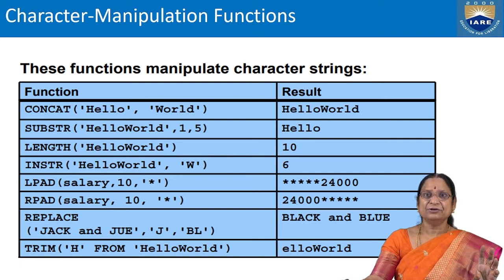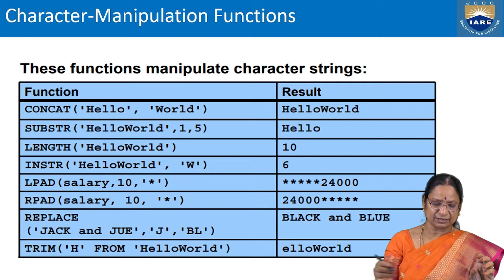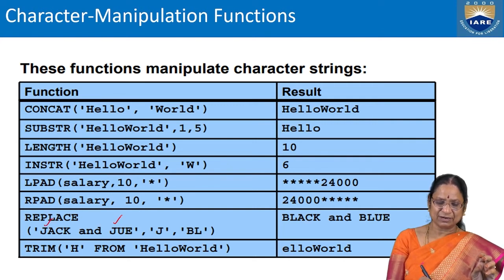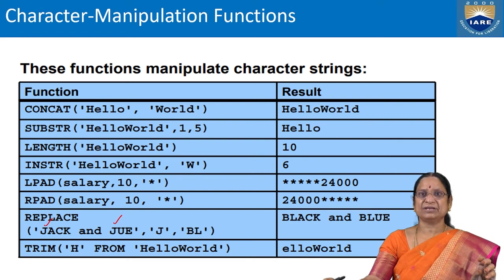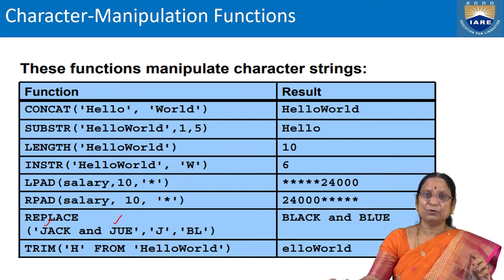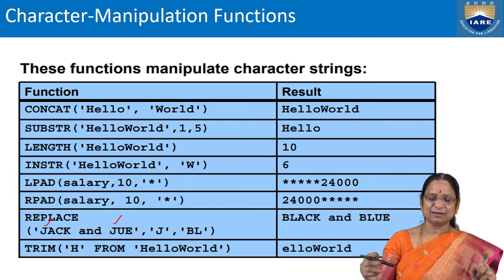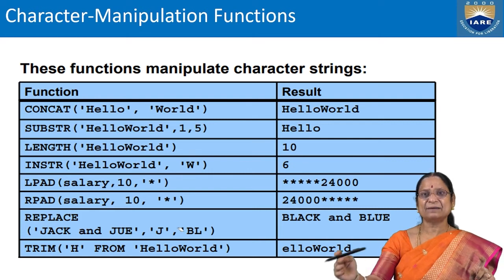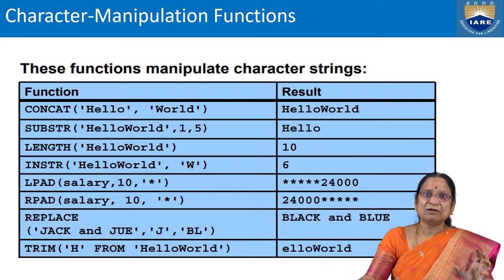Remember, that is what replace means. So how many times does J occur? At the first position as well as at the 10th position. In both places, J will be replaced with BL. So J replaced with BL means black, the first word. J replaced with BL means blue, the second word. So Jack and Jew becomes black and blue here, remember. Like that, the replace command is used to replace all occurrences of a substring in the given string with another substring. If it exists, it will replace. If it doesn't exist, it won't replace.